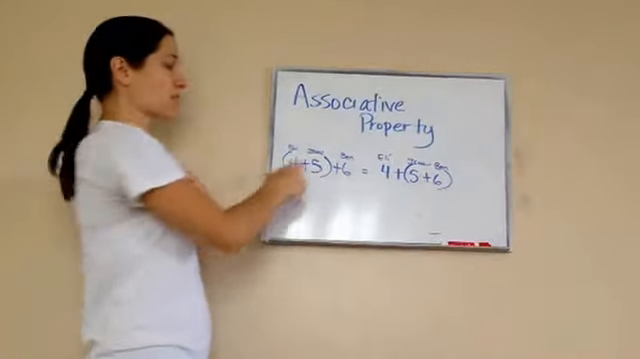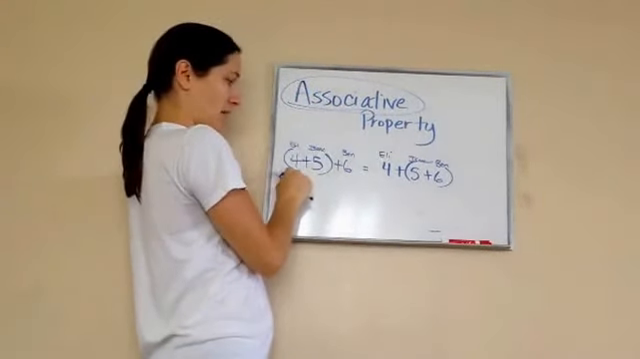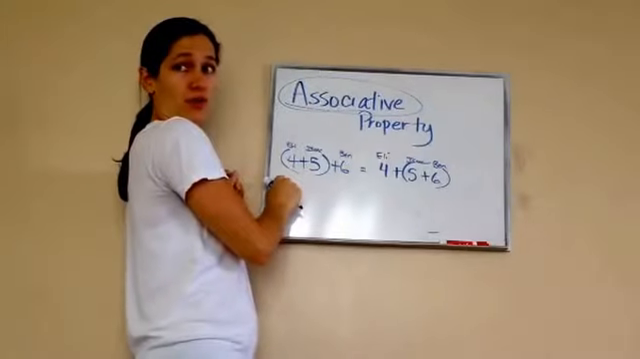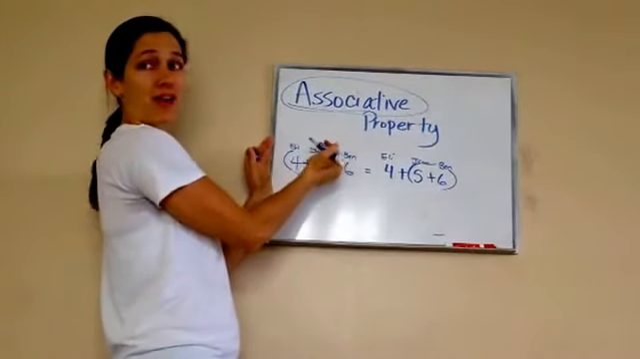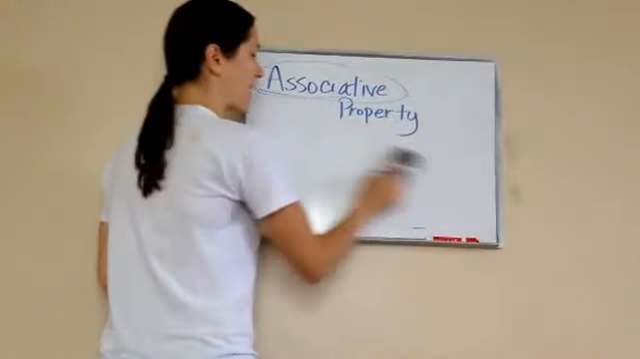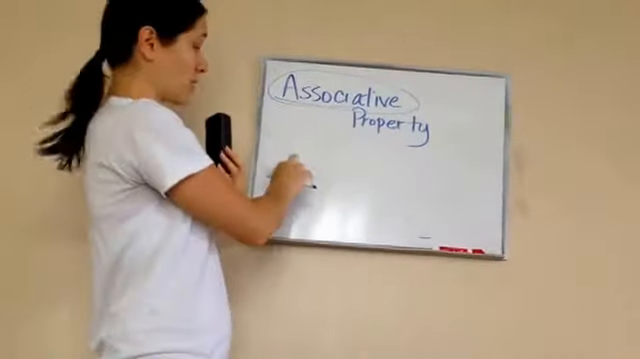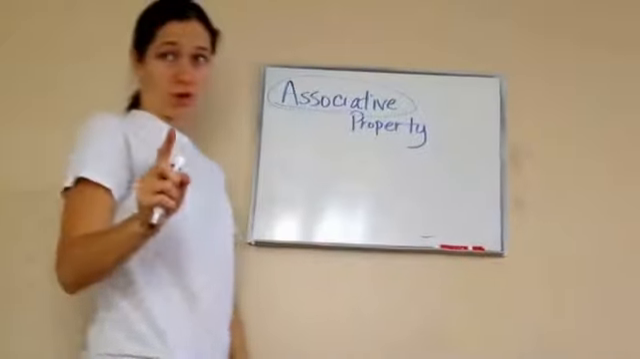Okay? So that's what helps me remember that the associative property is when you group numbers together by how they associate with one another. Okay? Now, I showed you the associative property for addition because we did numbers with adding just now. Let's look and see if multiplication works.